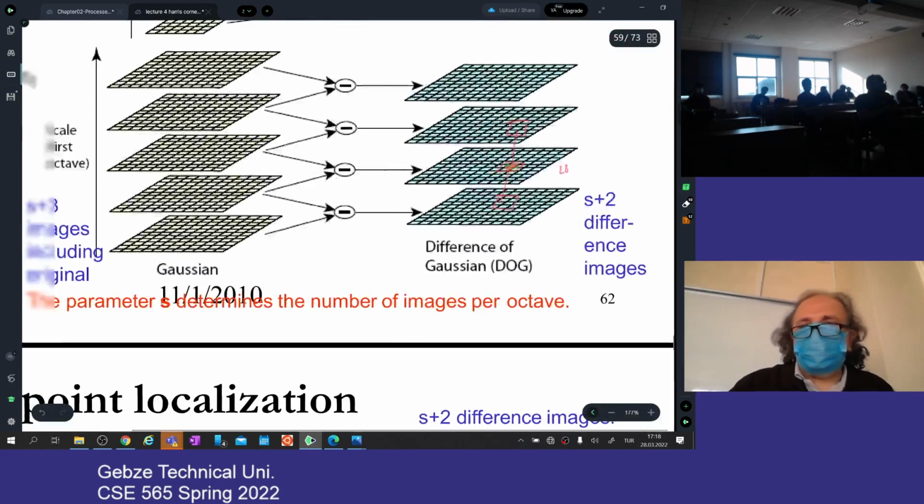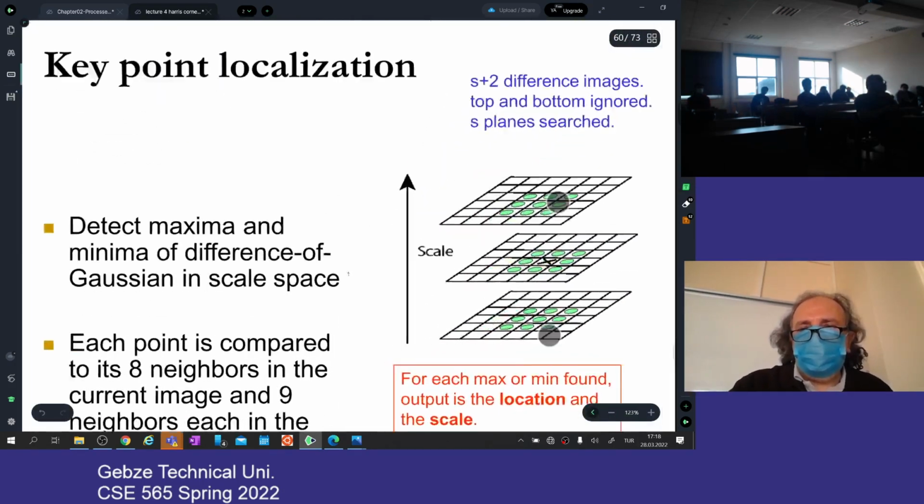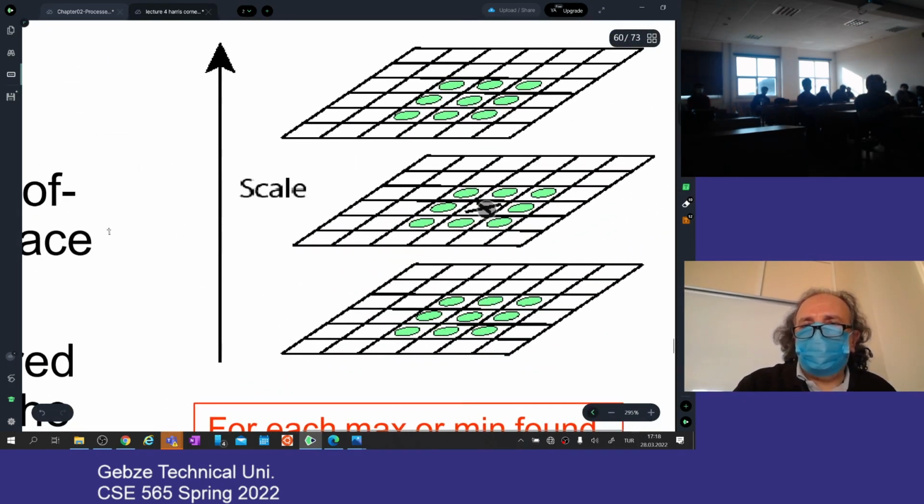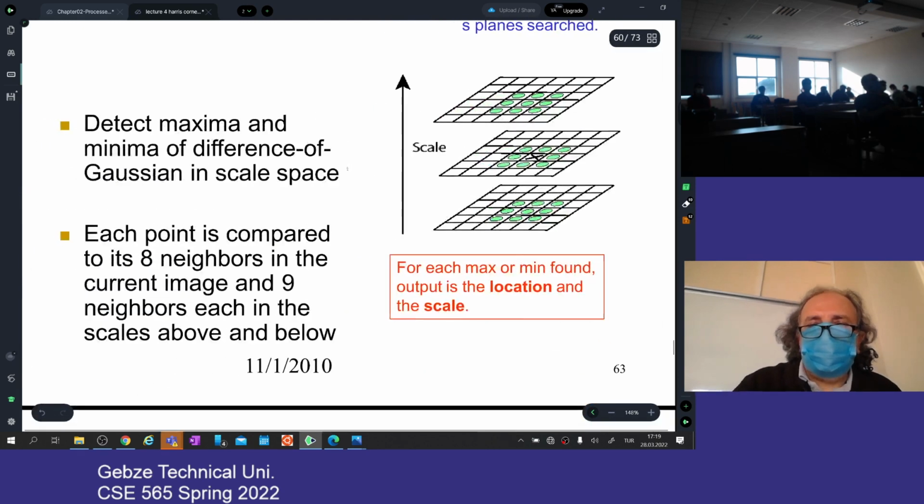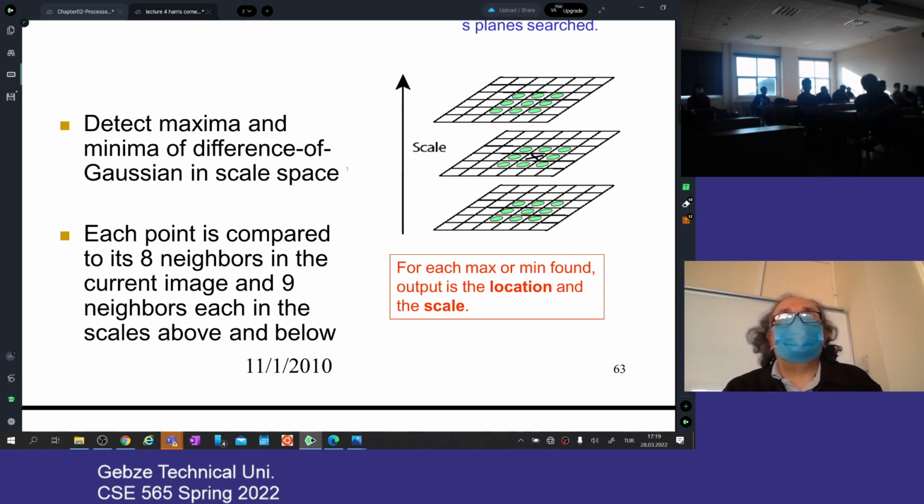Okay, so that's the idea. This is what I do. Compare this with these 8 pixels. Also compare it with all the 9 pixels in the previous layer and the upper layer. And for each max or min found, by the way, oh yeah, I made a mistake there.